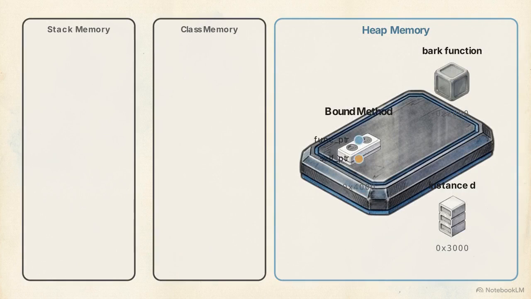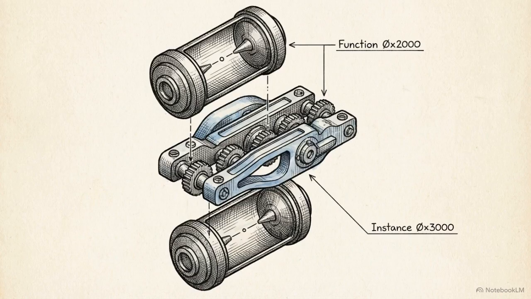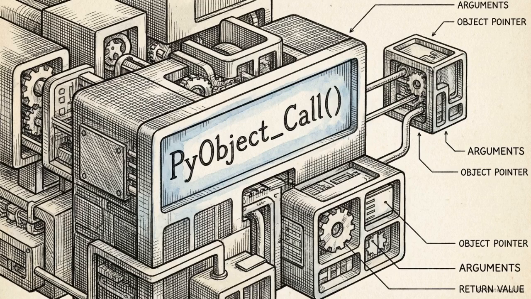These pointers route directly to our existing memory addresses. The func pointer maps to the function at 0x2000, and the self pointer maps to the instance at 0x3000. This architecture eliminates the need to copy heavy objects. It simply pairs their existing memory addresses in preparation for execution. The parentheses in the call trigger a C-level command called PyObject_Call to begin execution.